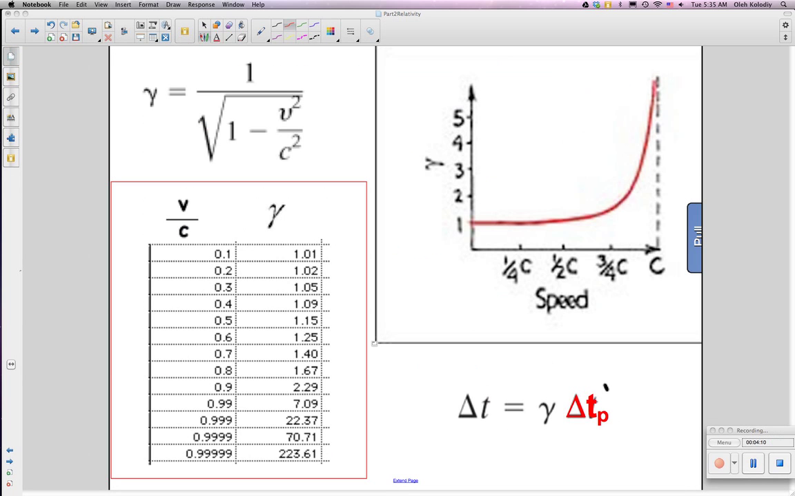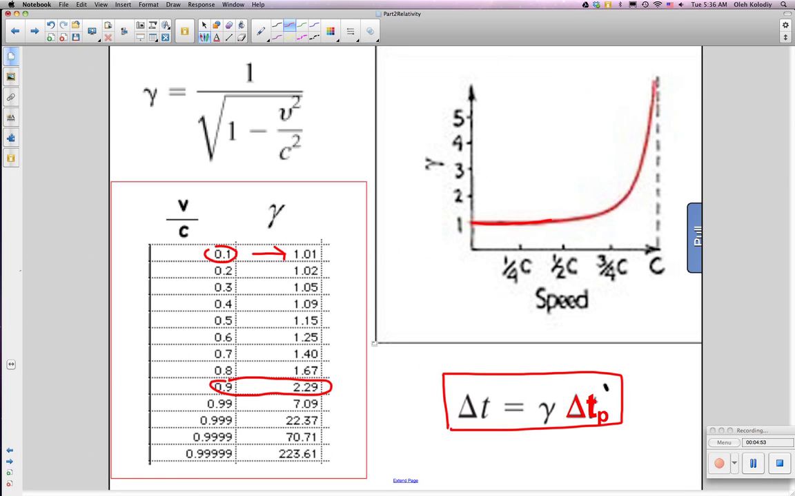If we look at this chart on the left here, we see what gamma is for various speeds. For example, if you are moving at 1/10 the speed of light, gamma is approximately equal to 1. But as you move faster and faster, then gamma gets bigger than 1, and as you approach about 90% the speed of light, then gamma is higher than 2. As you get even faster and faster, you can see gamma gets bigger and bigger, and it approaches infinity. As this graph shows you, gamma approaches infinity as you approach the speed of light.